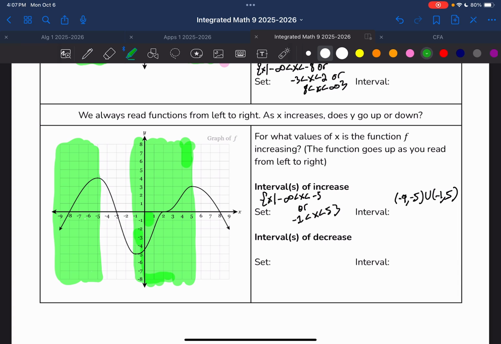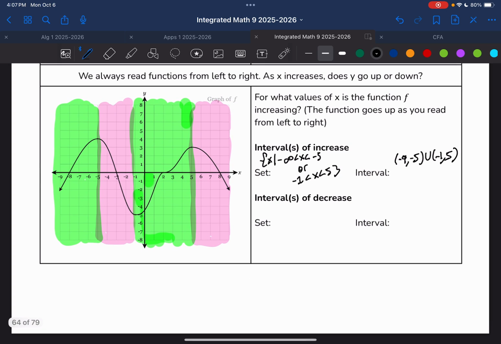All right, and then the intervals of decrease, those are the opposite ones. So that's where the graph is going down. And so that is x where -5 is less than x is less than -1, or 5 is less than x is less than infinity. And then for the interval, we can do -5, -1, or 5, infinity.